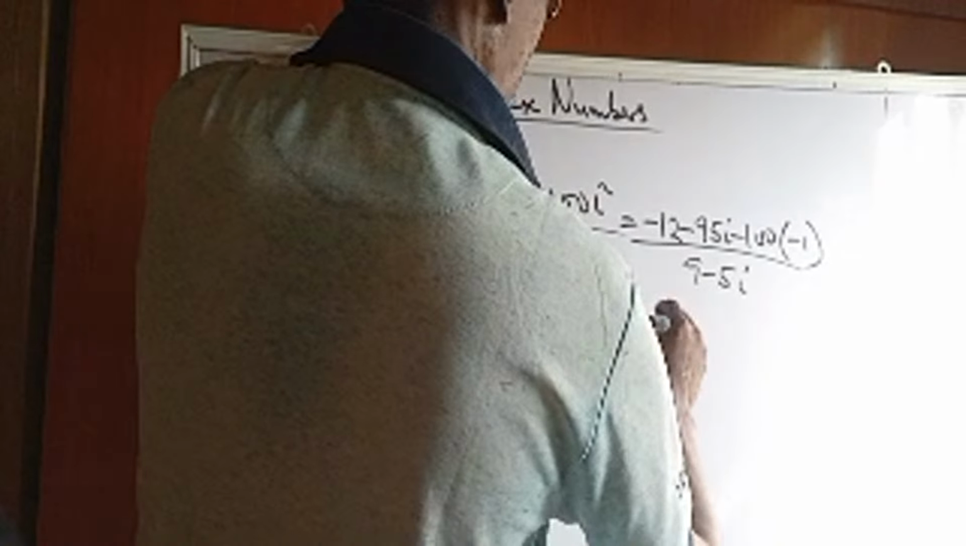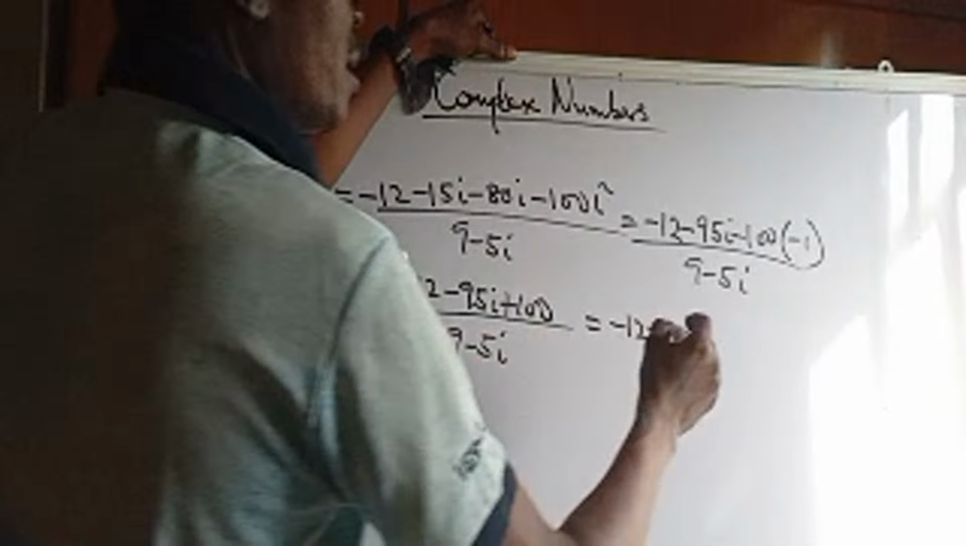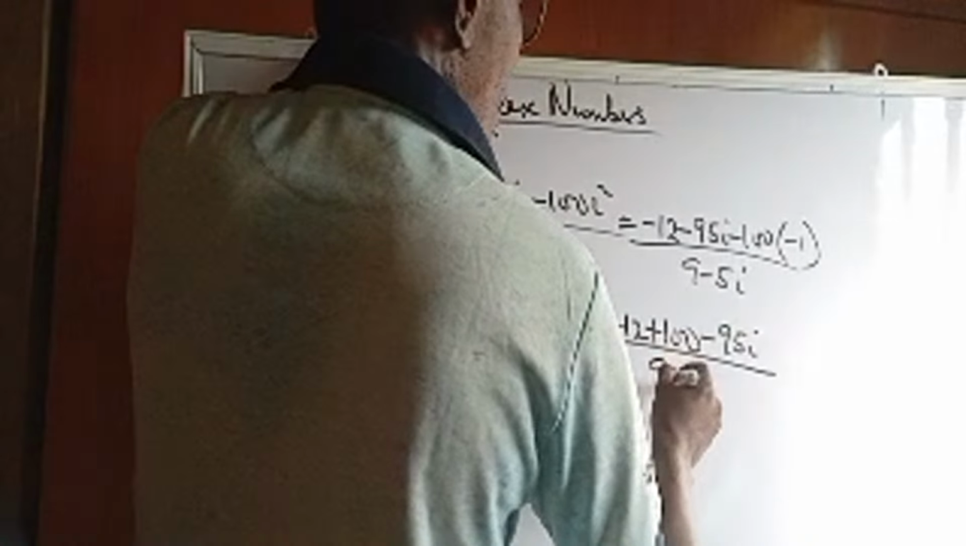Minus 12 plus 100. Now this, you collect like terms. Then minus 95i all over 9 minus 5i.